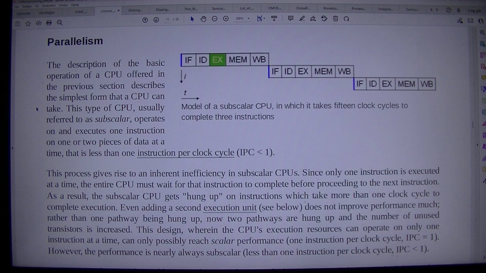The description of the basic operation of a CPU offered in the previous section describes the simplest form that a CPU can take. This type of CPU, usually referred to as subscalar, operates on and executes one instruction on one or two pieces of data at a time. That is less than one instruction per clock cycle, IPC < 1.